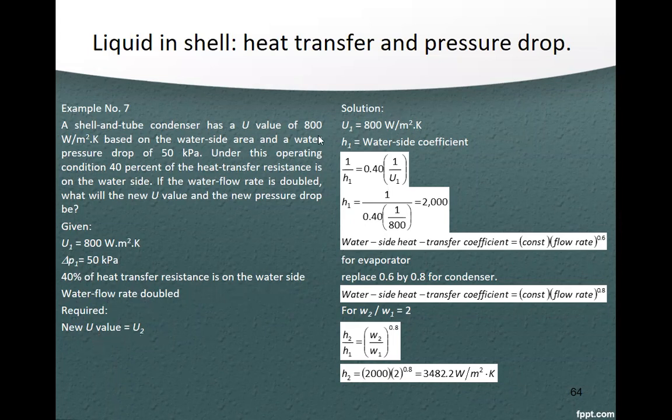Solution: given U sub 1 as 800 watts per meter square Kelvin. H sub I is the water side coefficient. So 1 over H sub I is 40% of the heat transfer resistance. Okay? Resistance is the reciprocal of the heat transfer coefficient. That's 1 over U sub O. So H sub I is equal to 1 over 0.4 times 1 over 800, which is 2,000.